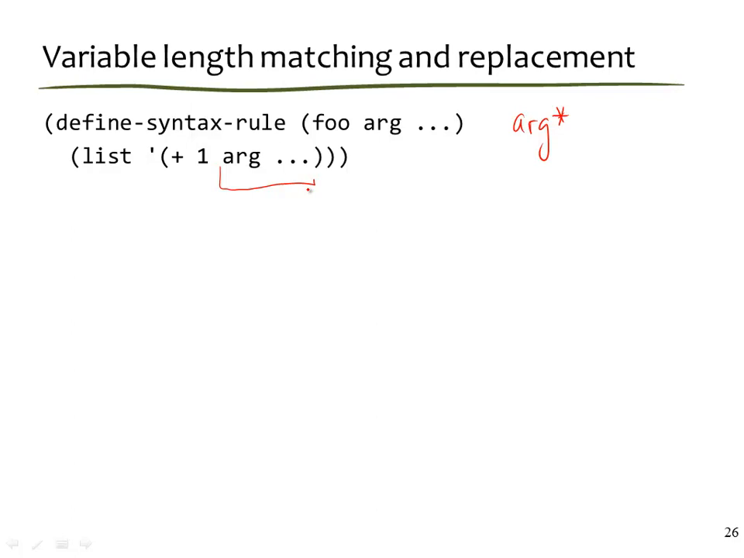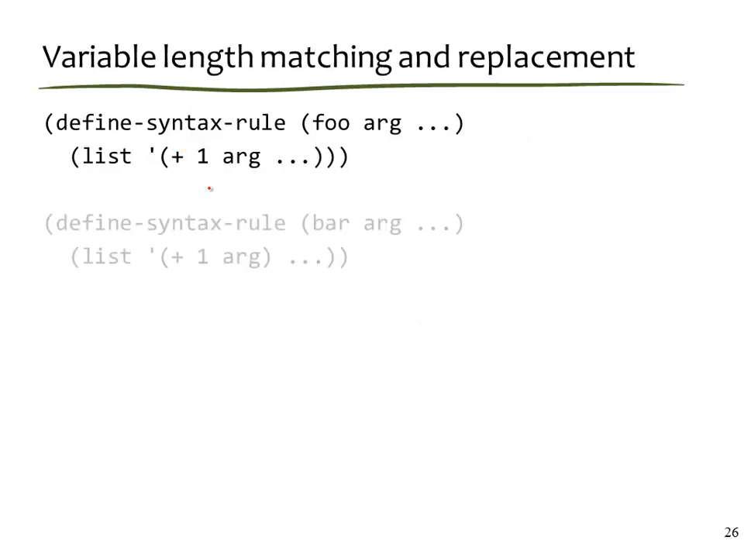So here, when you match foo, the arguments will be just placed here, plus will be added here as well as 1. More interesting is when you do it this way. So what do you think this does? Yes. It maps over the list of argument values, and for each one it creates that list plus 1 arg. Exactly. So it walks over them.